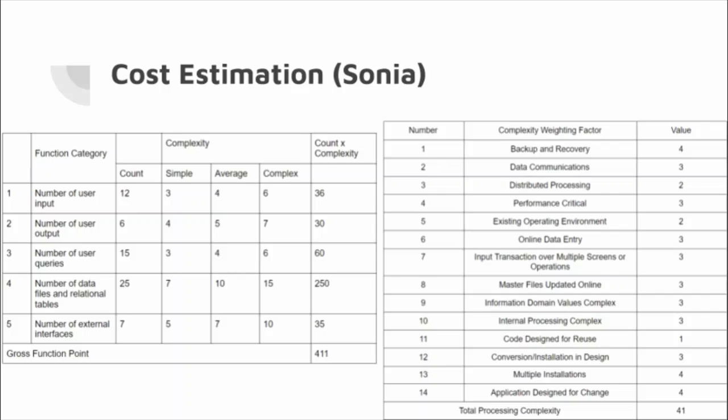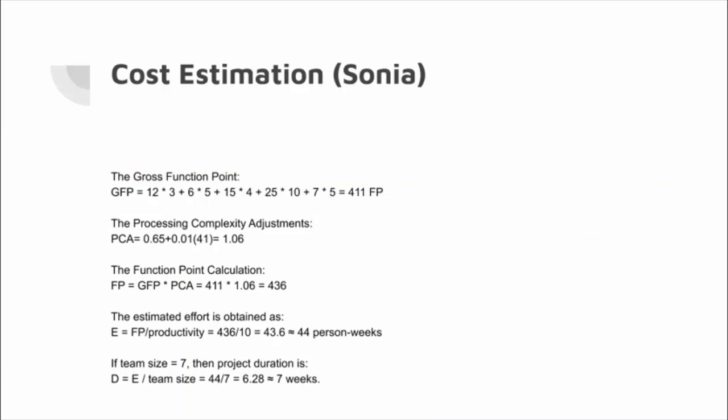So the algorithm involves breaking systems into smaller components that are easily recognized and evaluated. A function point is a subset of units of measurement. So as we can see, we have the total of the gross function point, which is 411. And we did the calculations for the processing complexity adjustment, which is the multiplication of gross function points and the processing complexity adjustments. So we get a total of 436, as you can see.